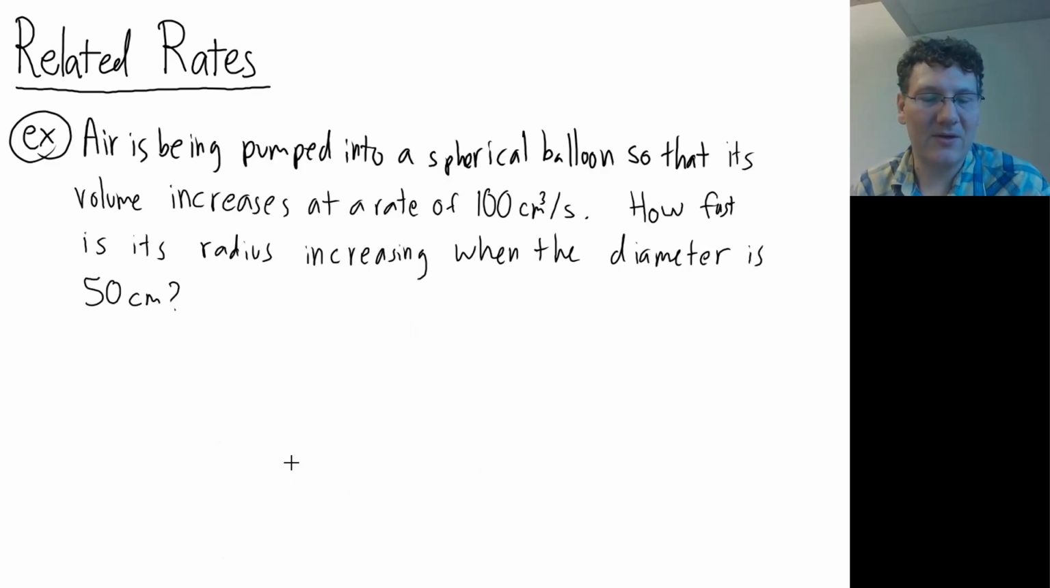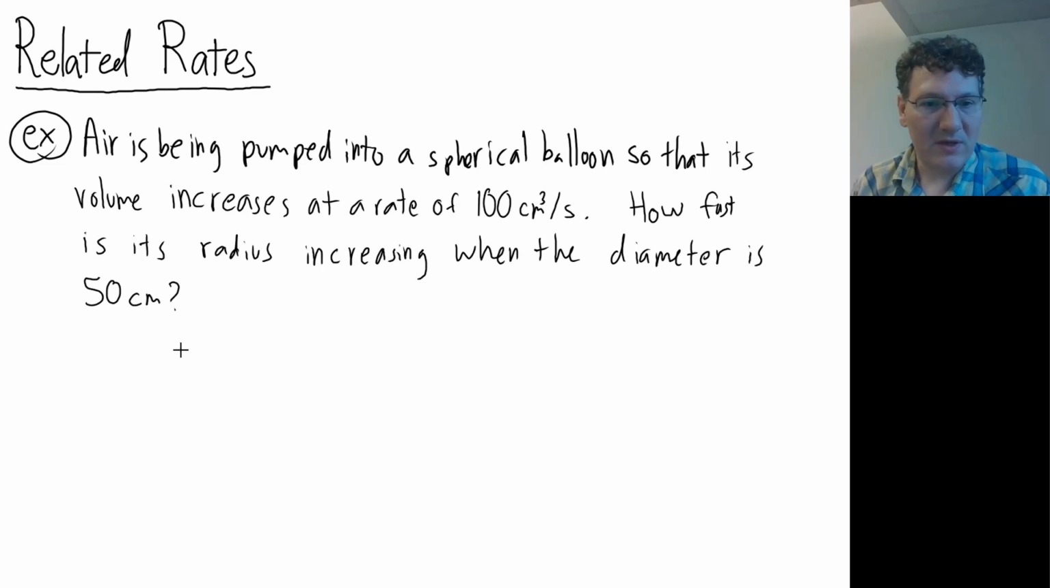We're pumping air into a spherical balloon at a rate of 100 cubic centimeters per second. All right, it's a constant rate of increase. Now, how fast is its radius increasing when the diameter is 50 centimeters? As you can imagine, at the beginning of this inflation, the radius is increasing fast, and then it is going to slow down its increase as the volume gets bigger, right?